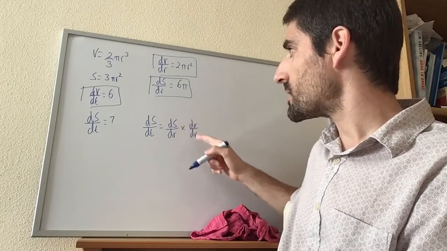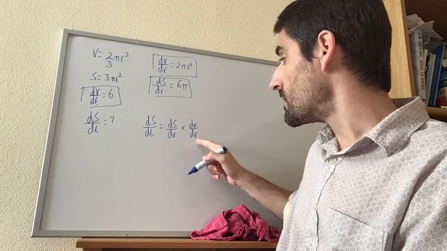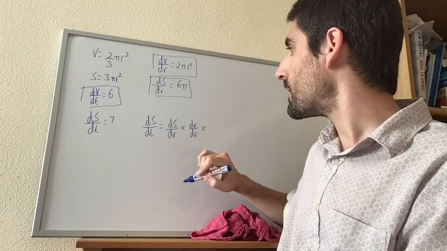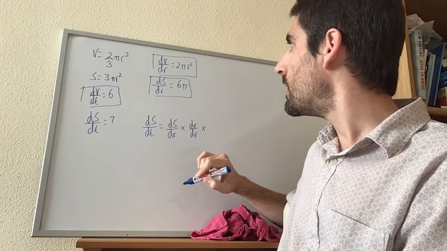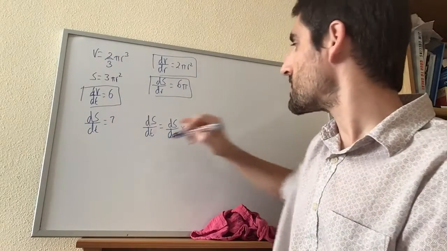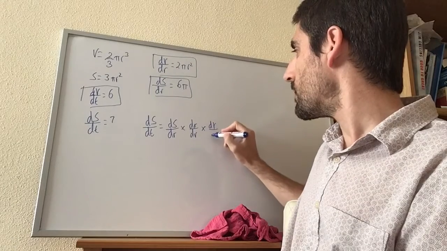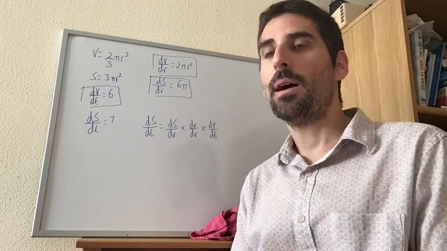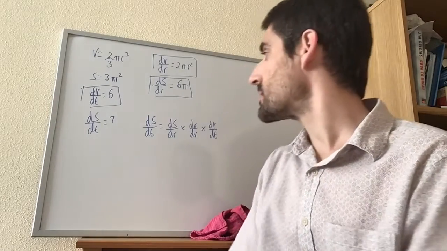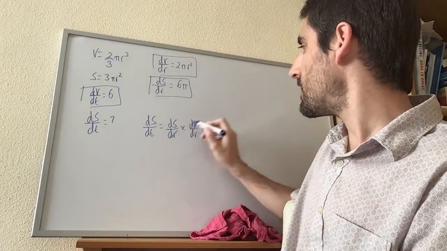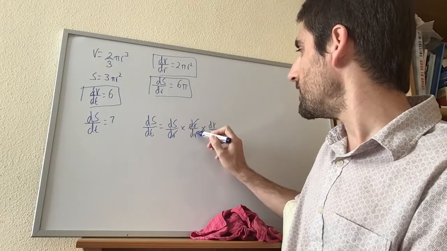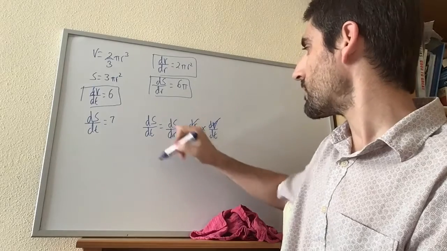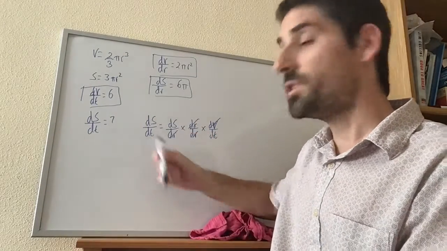But now I've got dS over dV, so I need to get rid of that dV. So I will multiply by dV over dt, which is there. dV over dt. It's a bit like in chemistry if you've done conversion factors, isn't it? Because dr and dr cancel out, dV and dV cancel out, and I've got dS over dt, which is what I'm looking for.